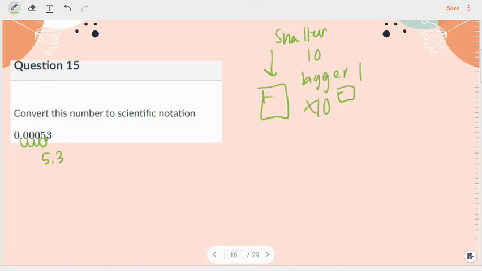So I'm going to move it there. Fill in that blank spot. 5.3 times 10 to the negative power. How many times did I move that? Let's count again. 1, 2, 3, 4. So negative 4th power.